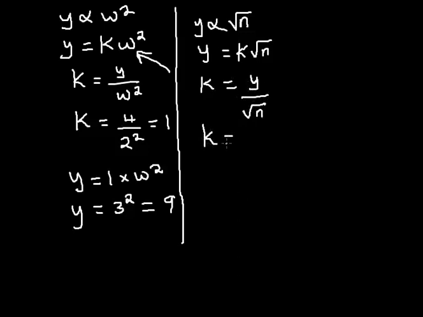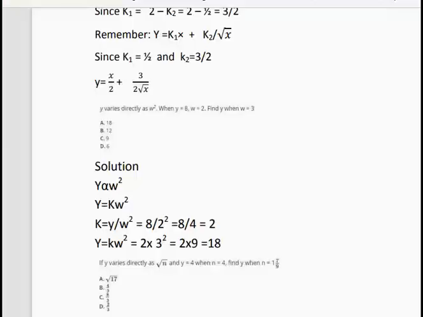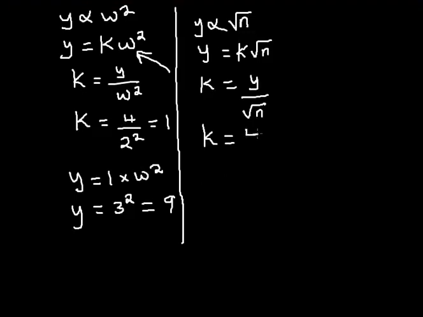Here we go. K is going to be equal to, let's look at the initial value. When y is equal to 4, n is equal to 4 also. So y is equal to 4, then n is going to be the square root of 4, which of course is 4 all over 2, which is 2. Now, if k is 2, that means my y is going to be equal to 2 the square root of n, from the relationship.